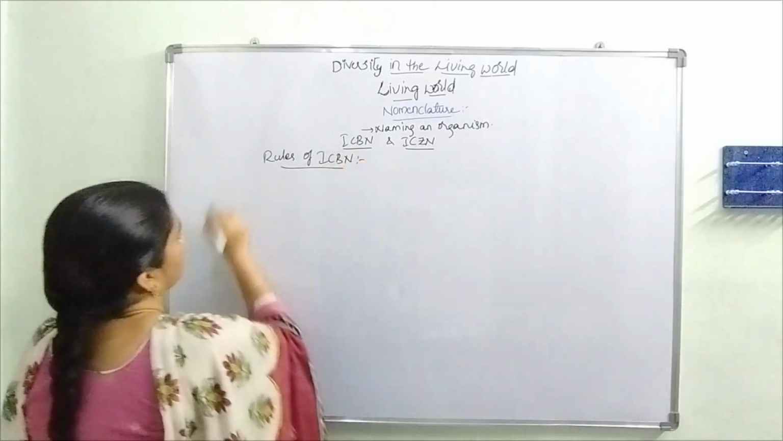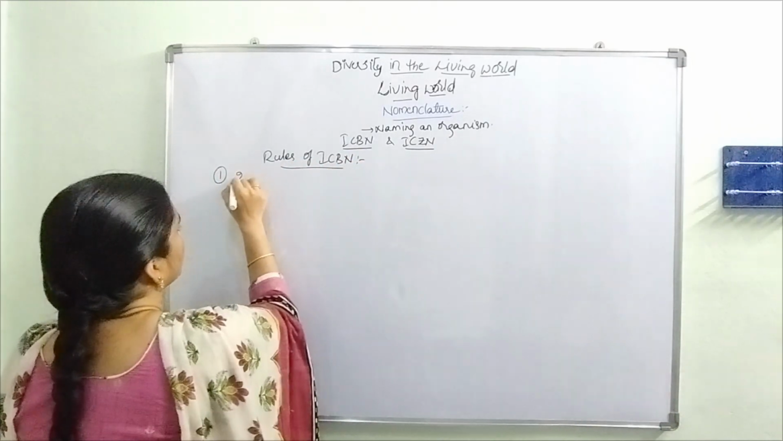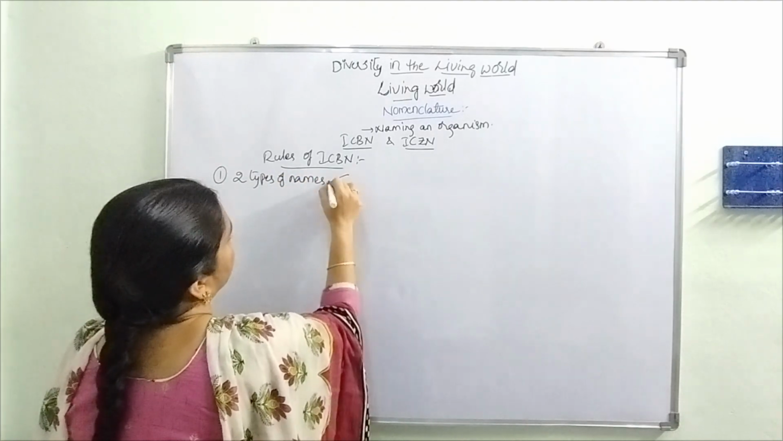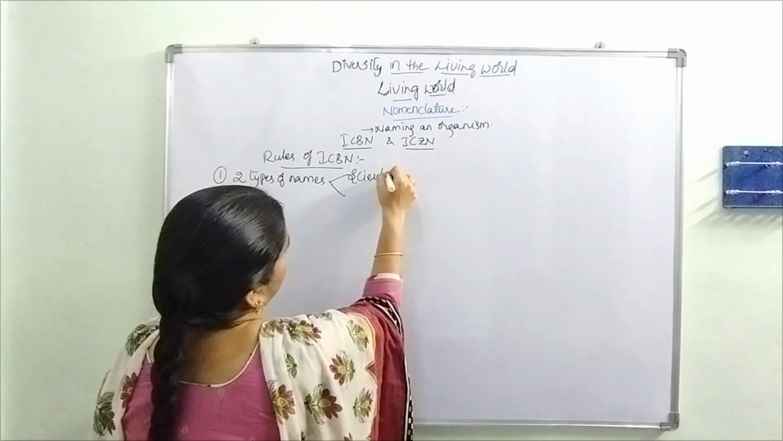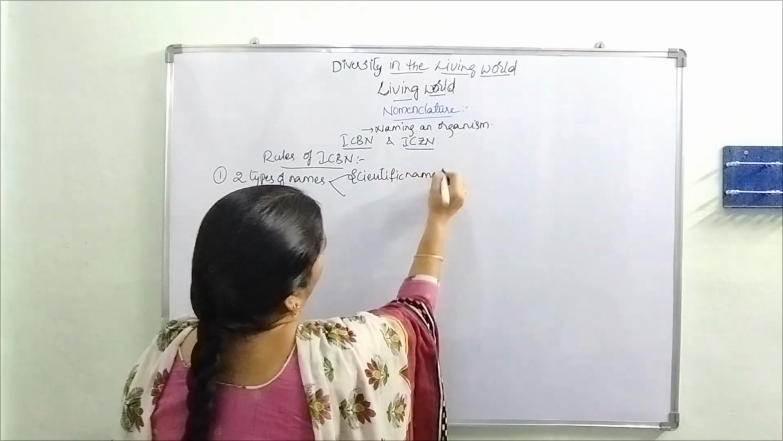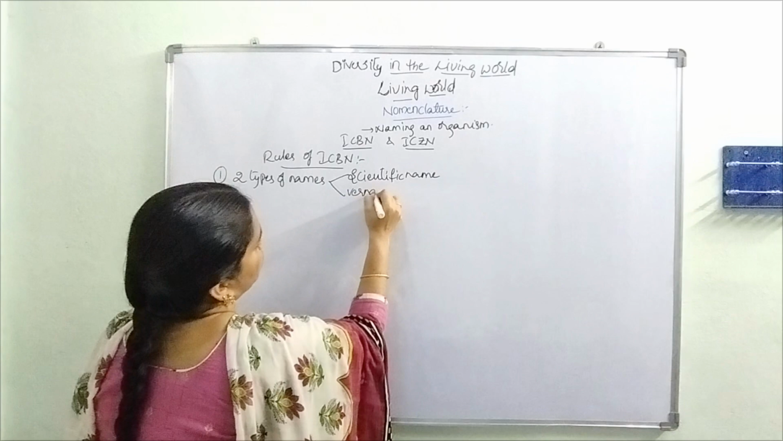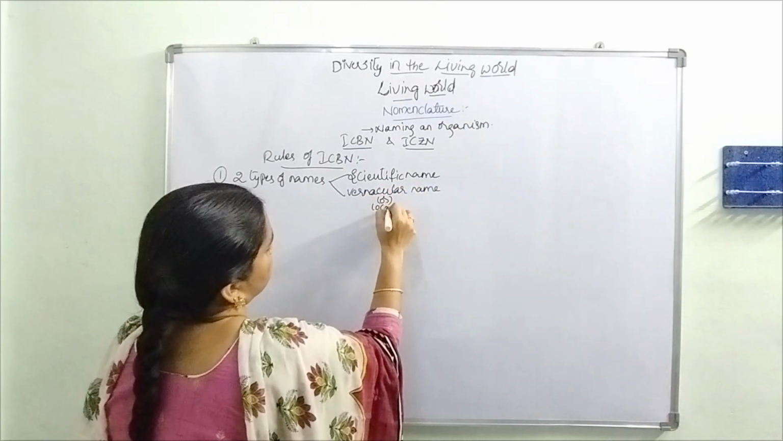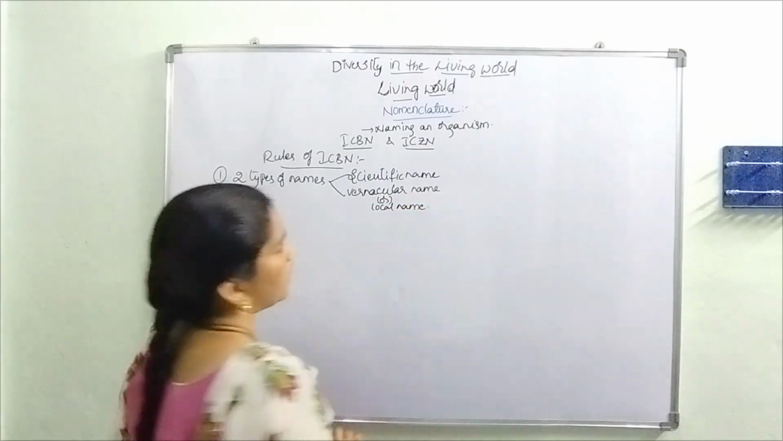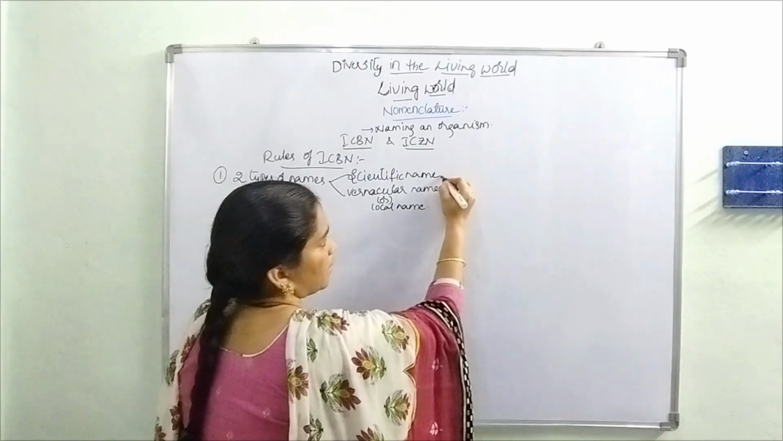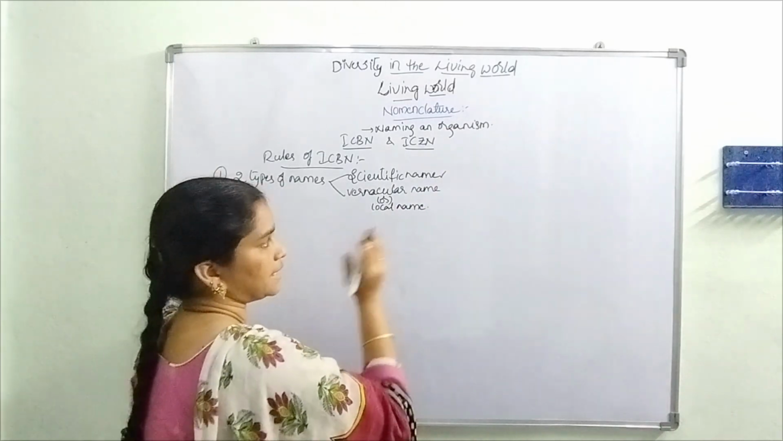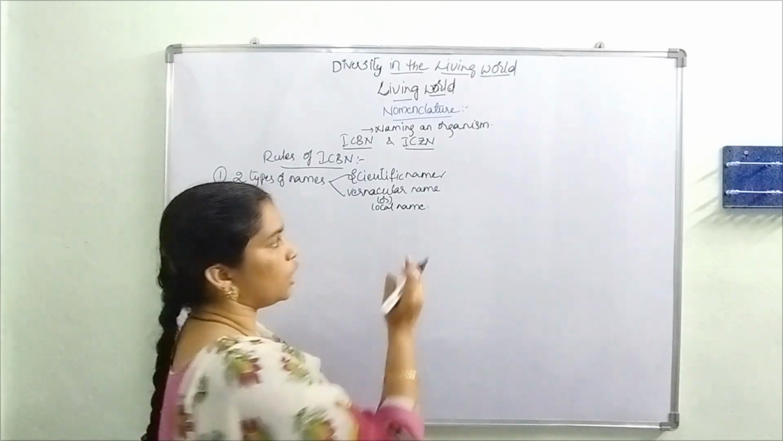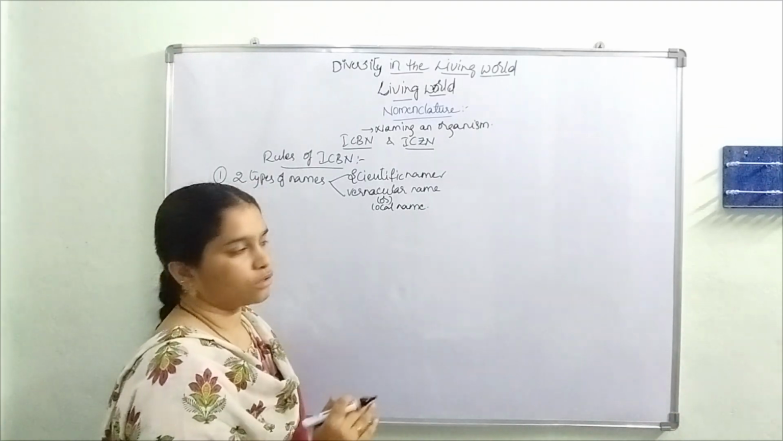The first rule is giving two types of names. They are scientific name, and the second one is vernacular name, or local name. Wherever we go, the scientific name doesn't change. It remains the same or constant. Vernacular name changes in different areas, or a local name is different in every part of the world.